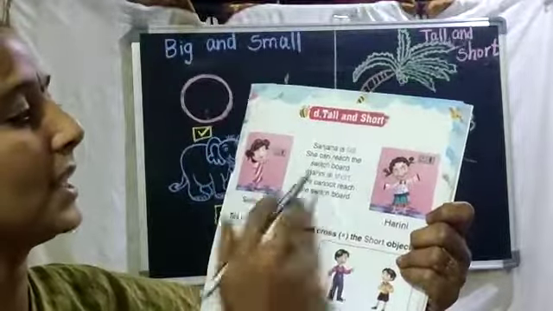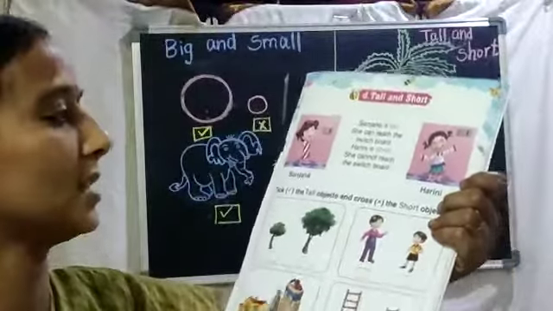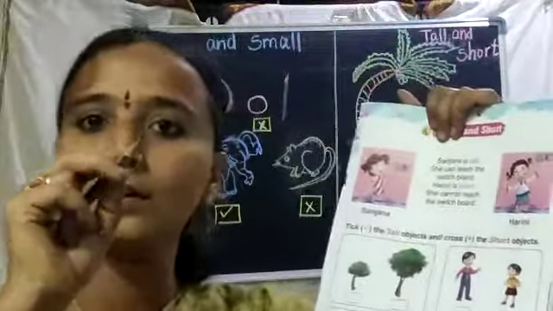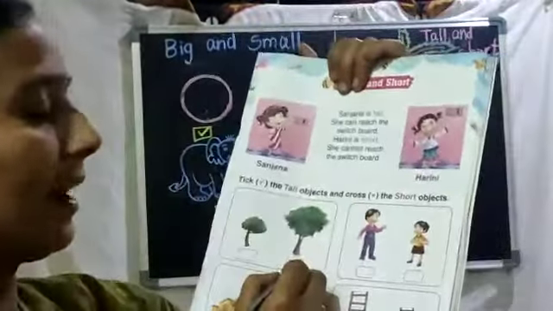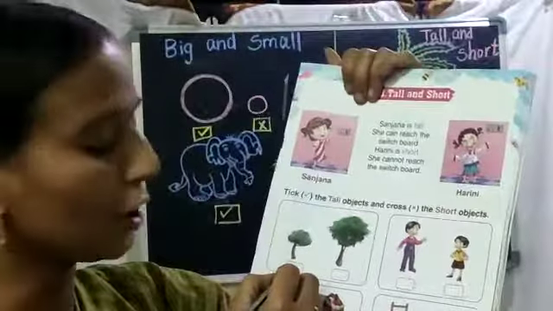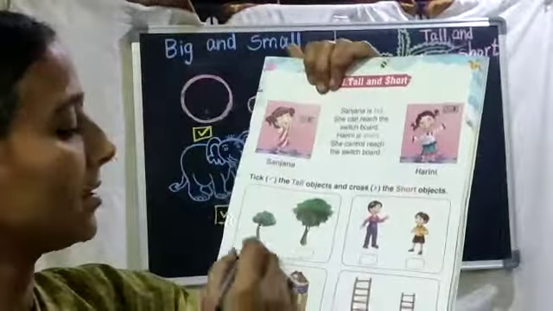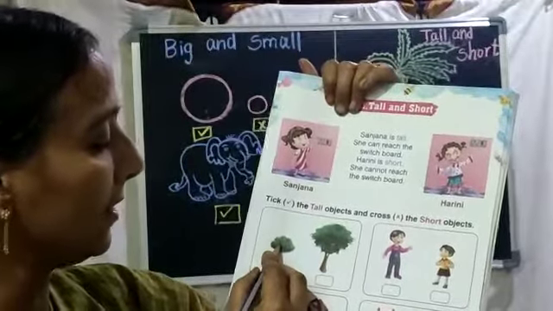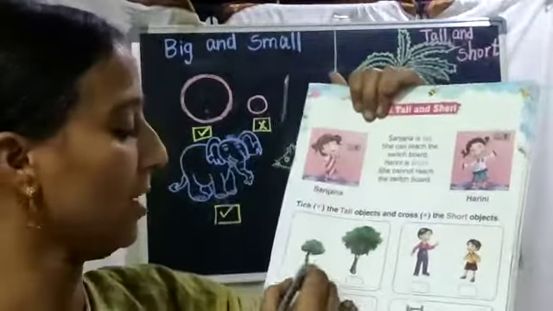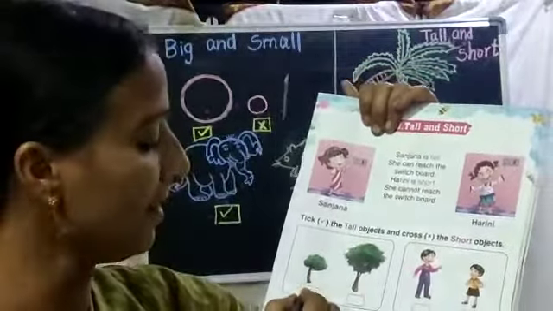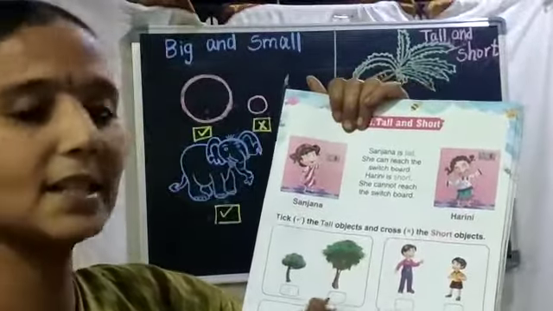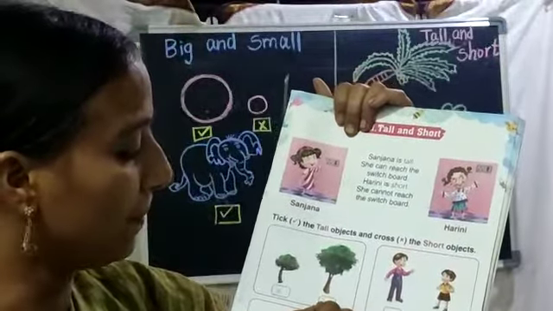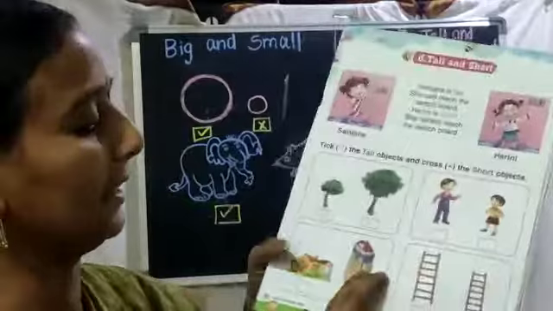See, turn to page number 33. See here. Here we are seeing tall and short pictures. For tall, we should put a tick. And for short, we should put a cross. See here, both trees you are seeing here. How is the tree? This tree is short. So what should we do for short, children? Cross. And how is the tree? Tall. For tall, we should put the tick.